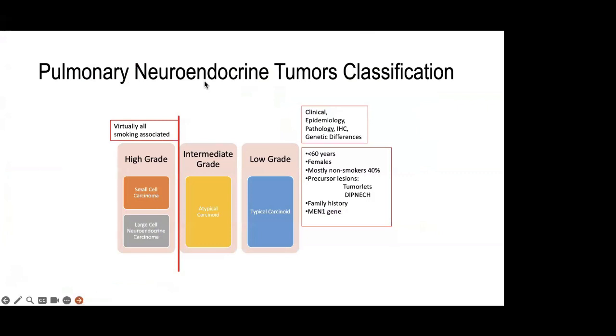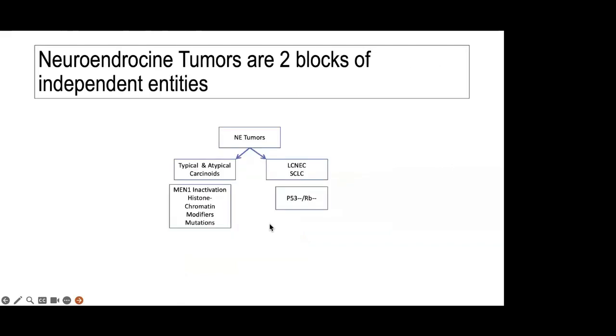Coming on to neuroendocrine tumor classification, we know that in lung we have two grades, low and intermediate grade on one side and high grade on the other side. So they do not transform, meaning to say that typical and atypical carcinoid do not transform to small cell and large cell neuroendocrine carcinoma. There is a rigid line because they are genomically different. Okay. So these are two separate blocks of independent entities.